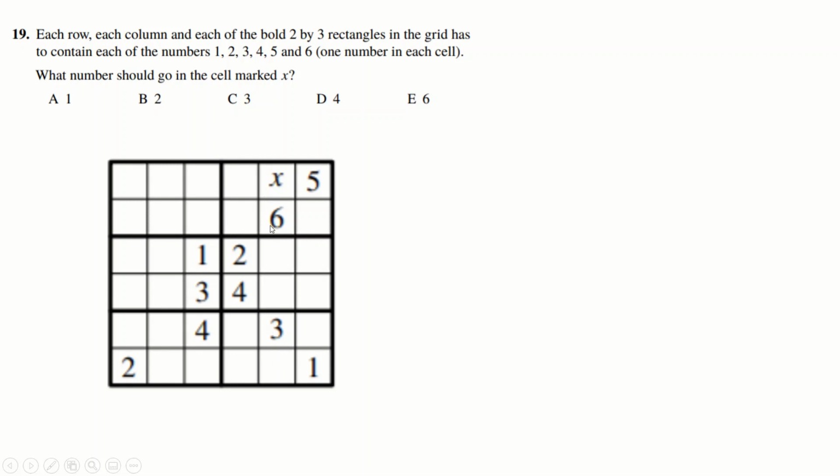Notice this column here, and just think, where is the 2 going to go? The 2 can't go in this box because it's being shadowed by this 2, and it can't go in either of these 2 boxes because this box already has a 2. So in this column here, 2 can't go here or here, which means 2 must be there. So x must be 2. And that's the most efficient way of doing that question.